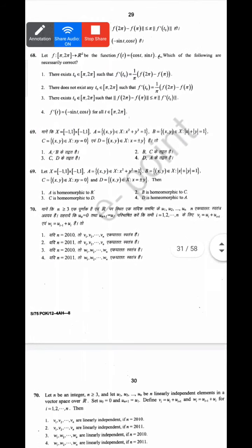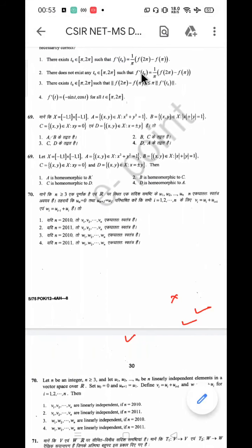What is the next one? 69. If your x is this, A is this, the set of all x belonging to this only, such that x square plus y square equal to 1. That is a circle. And what is this saying? Your mod x plus mod y, that is actually they are saying it will be a rectangle like this, something.